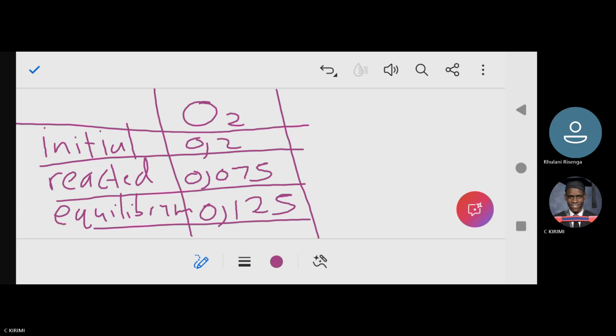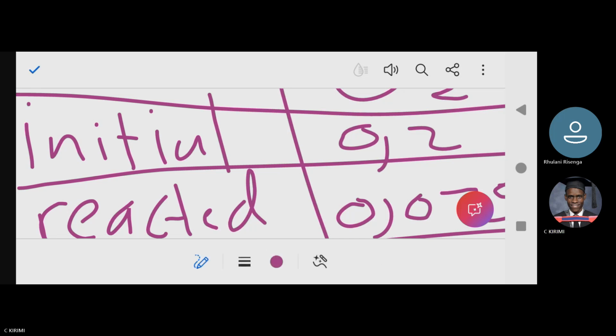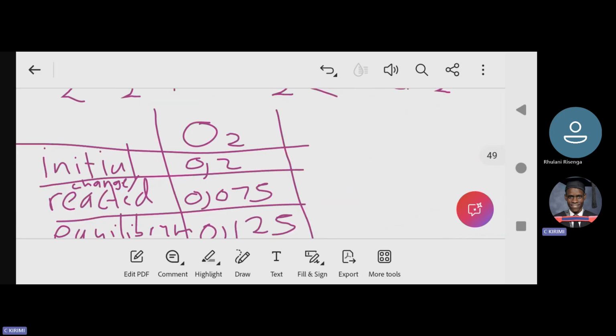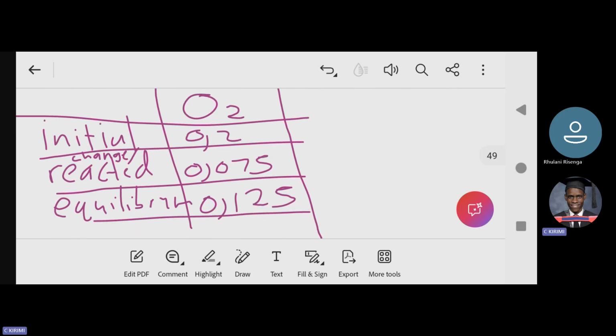1, 2, 5. Yes, 1, 2, 5. Any question there? Is it difficult? The one that you are referring to as change is the one that reacted. So the word change might confuse you. That's why sometimes I write change or reacted, so that you can give yourself a hint. If something reacts, do I add or subtract? Yet it's going down, I have to subtract.